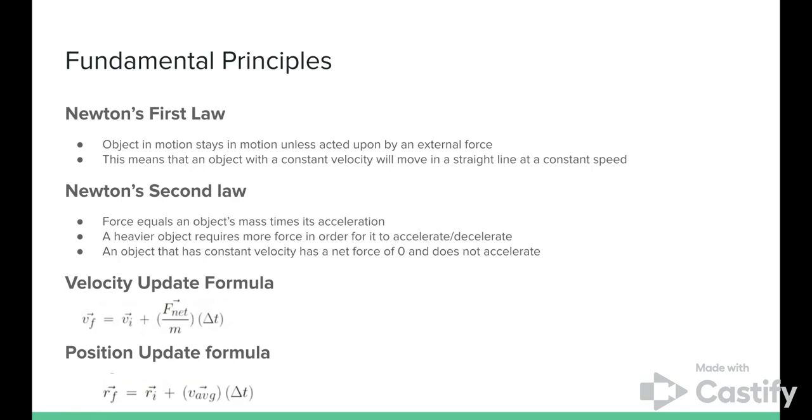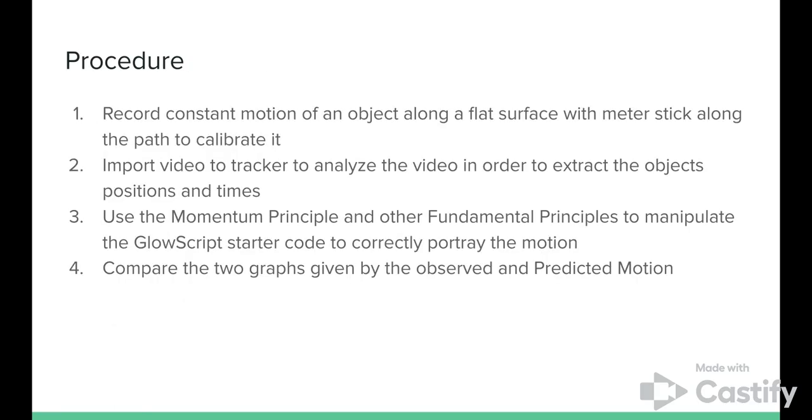In addition, Newton's second law states that force equals an object's mass times its acceleration. Something to interpret with that is a heavier object requires more force in order for it to accelerate or decelerate, and a lighter object will require less. So the way that this relates to the lab is that an object that has constant velocity has a net force of 0 and has no acceleration. In addition to these principles, we will also use the velocity update formula and the position update formula.